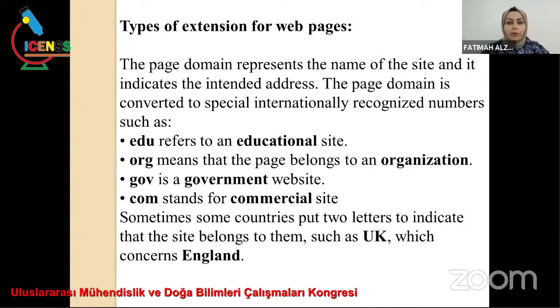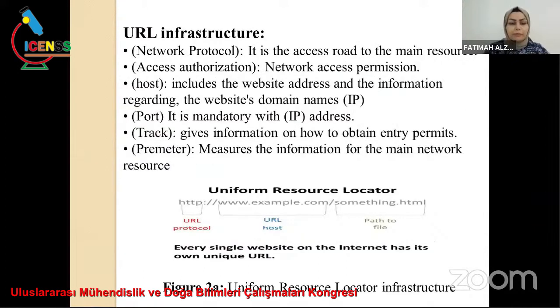Types of extension for a web page. The page domain represents the name of the site and it indicates the intended address. The page domain is converted to special internationally recognized abbreviations, such as EDU refers to educational, ORG refers to organization, GOV refers to government, COM refers to commercial. Sometimes some countries add two letters to indicate that the site belongs to them, such as UK, which concerns England.